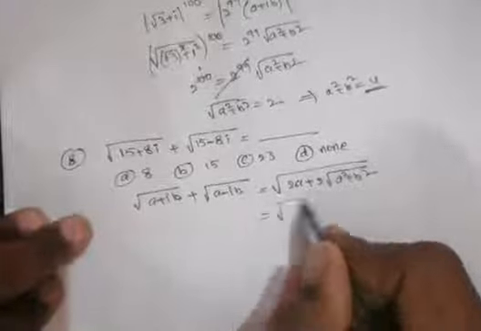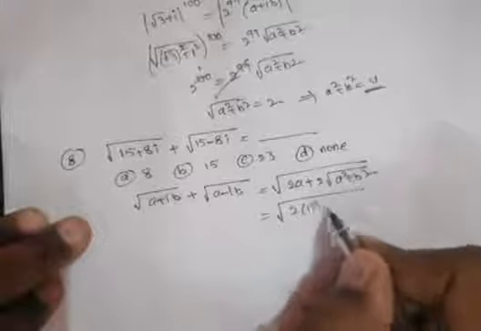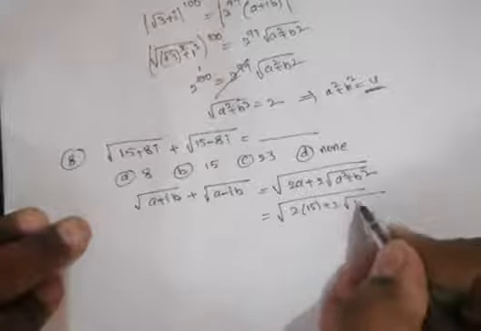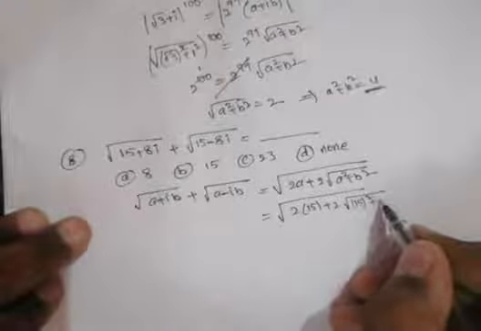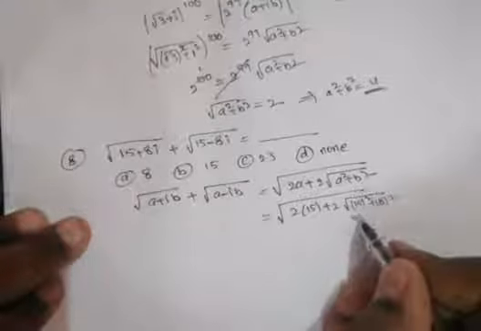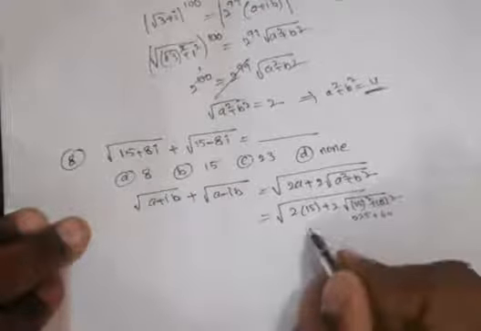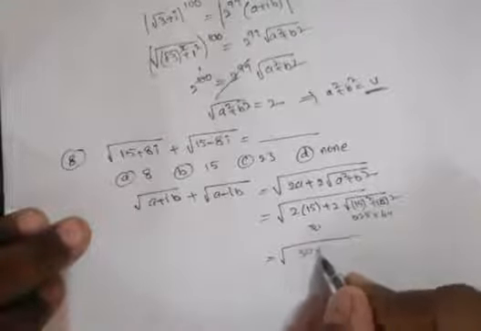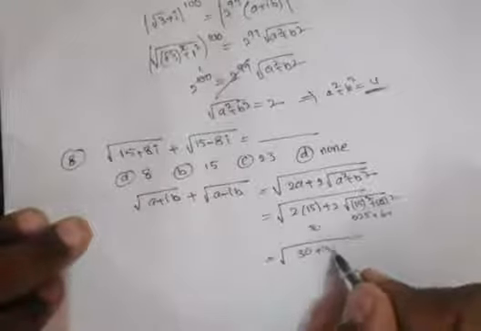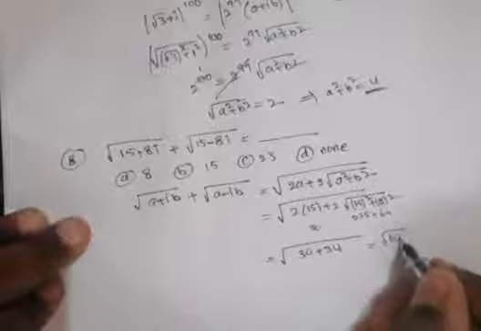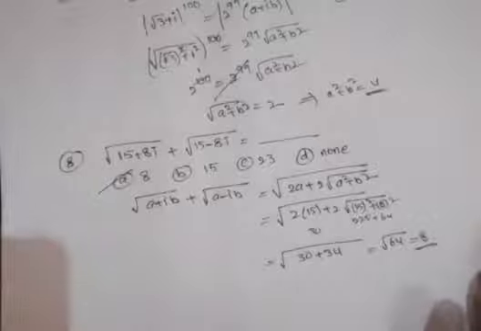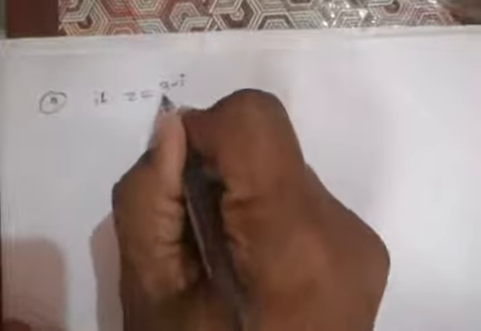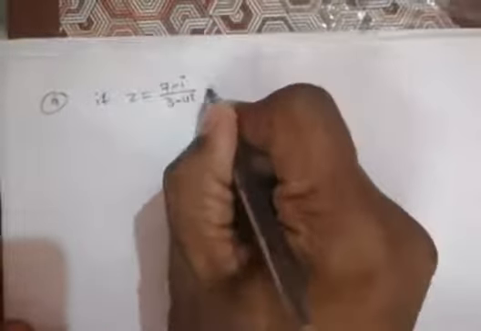You can substitute there: under root of 2 into 15 plus 2 into under root of 15 square plus 8 square. 8 square means 64. Here it is 225 plus 64, that is 289, this is the 17. Under root of 30 plus 2 into 17, 34, under root 64. That is nothing but 8, your option is A. Answer is A.